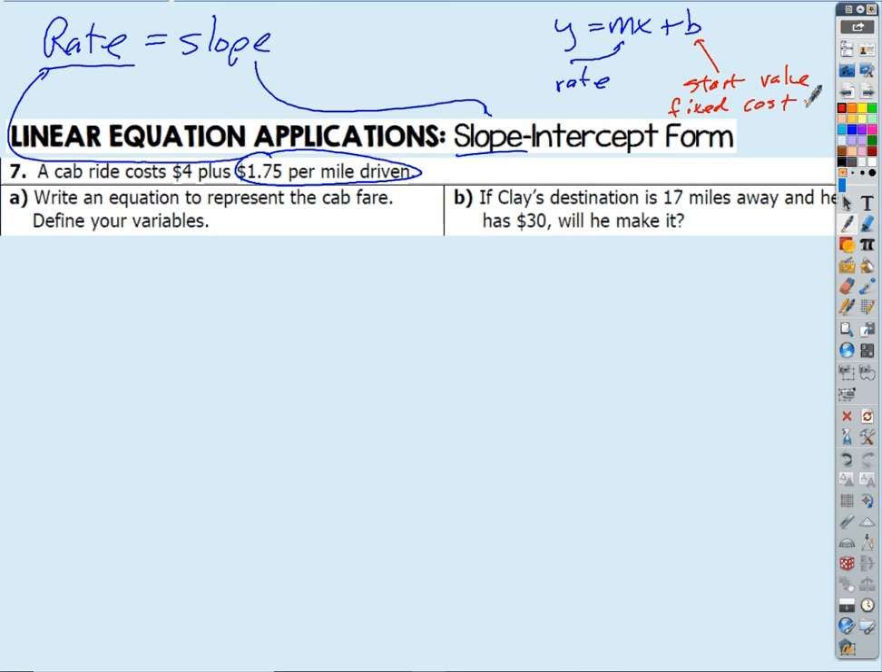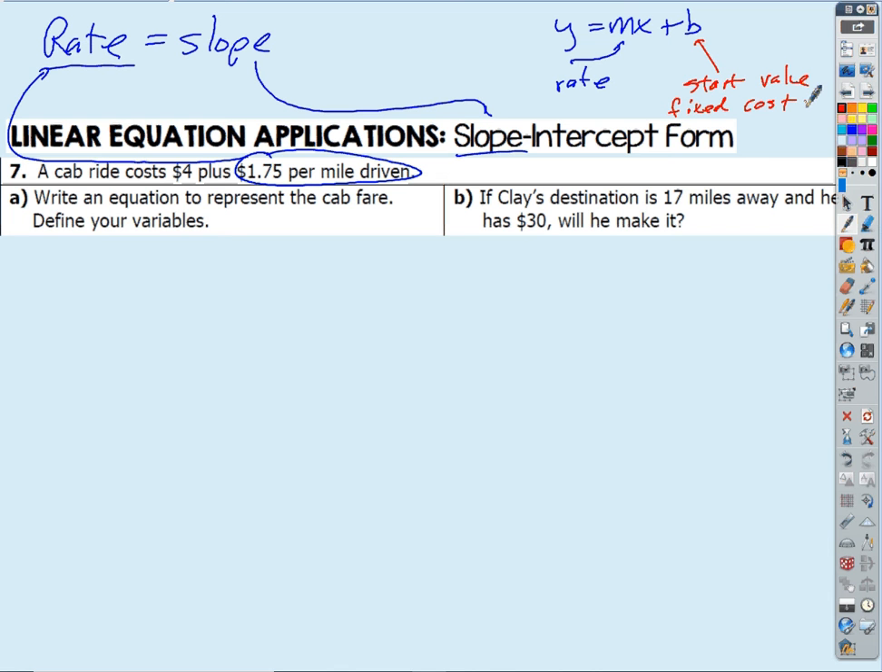Fixed. So it's gonna be the part that doesn't change, right? It's constant, it stays the same. What about this is the start value or the fixed cost? Well, the $4, right? The cab ride, you're gonna pay $4 no matter what. The $4 is just a flat fee, okay? But then you've got this rate of $1.75 per mile.